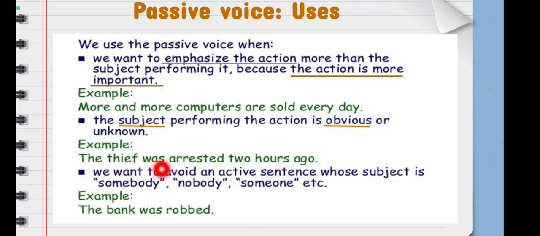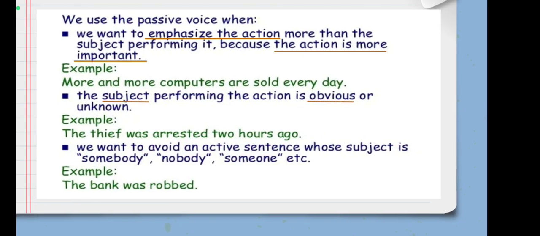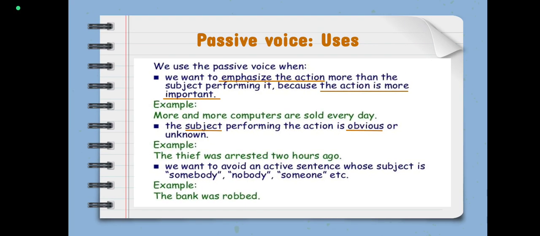We want to avoid an active sentence whose subject is somebody, nobody, or someone. So, for not using somebody, nobody, or someone, we use passive voice. The bank was robbed, and that's all. Do you have any questions?